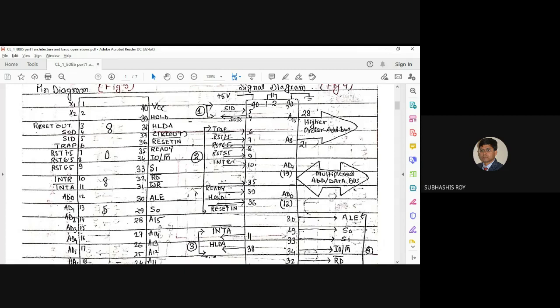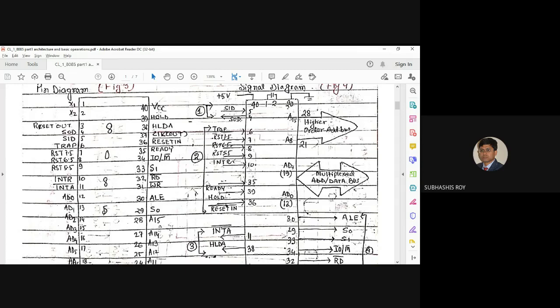Then there are pin 39 and 38. So these pins are hold and hold acknowledgement. HLDA means hold acknowledgement. Okay, so these pins are used particularly for DMA kind of operation. DMA operation is direct memory access operation. Okay, so this is used for that purpose. And finally, pin number 40 is your supply pin. Okay, so these are the pins for 8085.